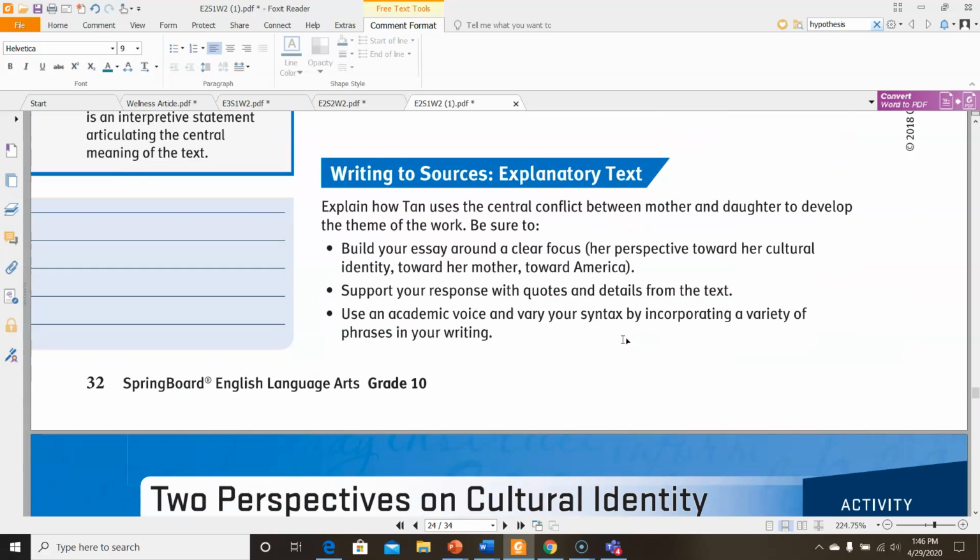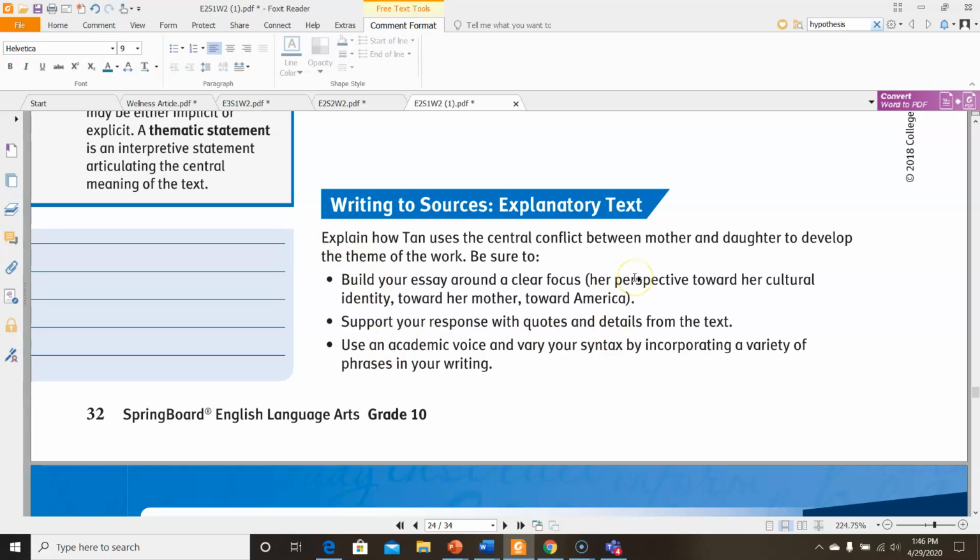So last but not least, you have writing to sources, explanatory text. So explain how Tan uses the central conflict between mother and daughter to develop the theme of the work. So be sure to build your essay around a clear focus, so her perspective toward her cultural identity, toward her mother, and toward America. Support your response with quotes and details from the text, and use an academic voice, and vary your syntax by incorporating a variety of phrases in your writing. So here it wants you to write an essay. I'm going to say it only has to be 4 paragraphs, and make sure you answer all of these things when you're working on that.